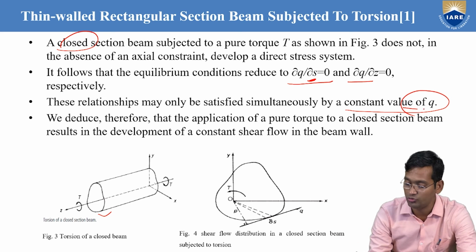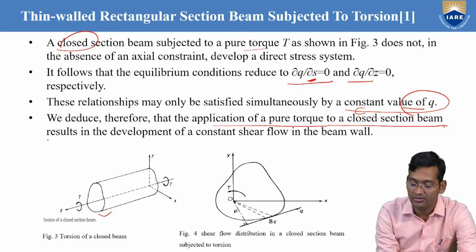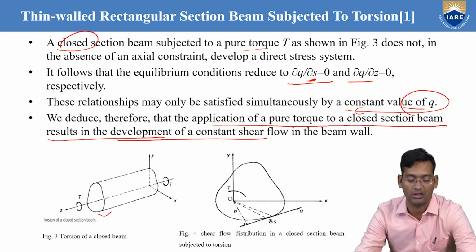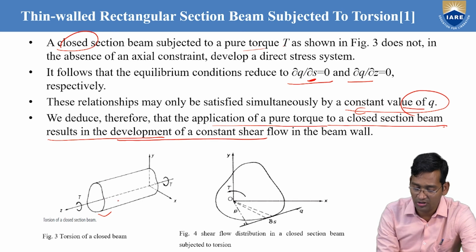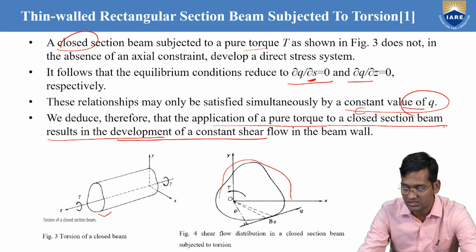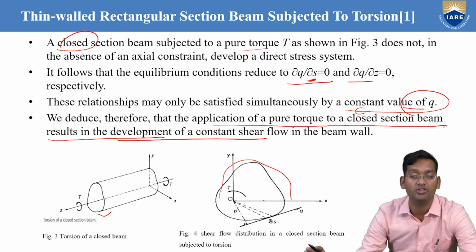So just see why this Q is there. The application of pure torque, if only the torque is there, as mentioned here itself, results in development of a constant shear flow on the beam wall because of the pure torque. Now this is for torsion of the closed wall, and here is how the shear flow distribution will be in a closed section beam subjected to torsion.